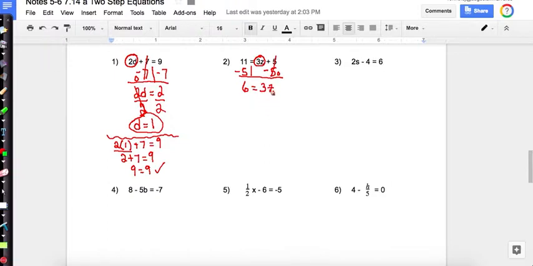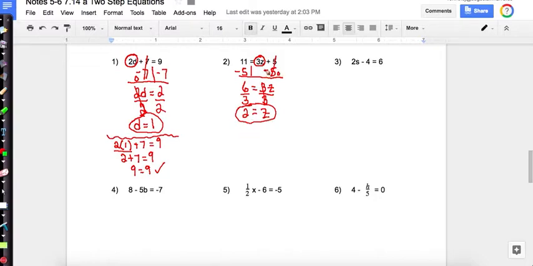Okay, now we still don't have the variable by itself. The opposite of multiplication is division, so we're going to divide both sides by 3. 6 divided by 3 is 2, and 3 divided by 3 is z, so 2 equals z. Or, if you wanted to rewrite it, you could rewrite it as z equals 2. They're the exact same thing. So I can write it 2 equals z, or z equals 2.